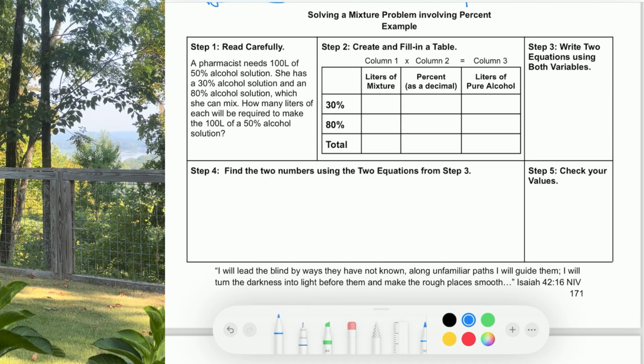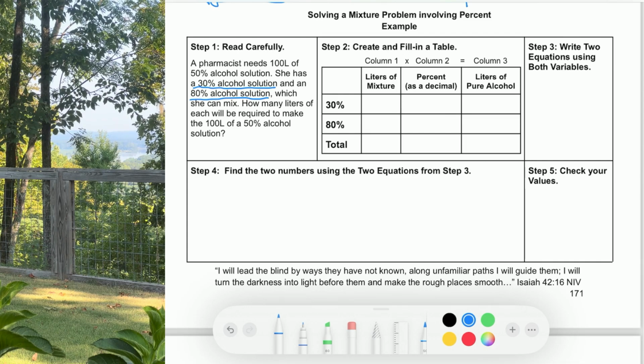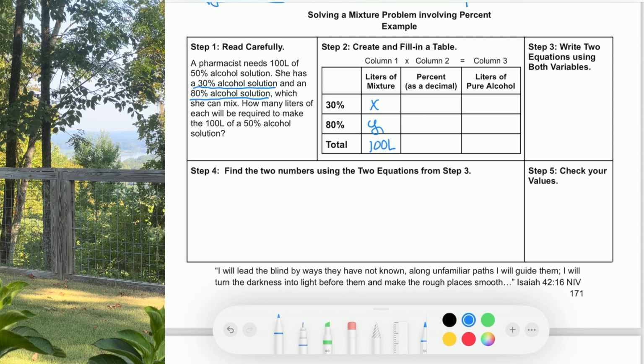The first thing we need to do is designate variables for each of these items. And the two items that are being compared is the 30% alcohol solution and the 80% alcohol solution. These are the two that are being compared. So I'm going to designate these as x and y. Now they gave us a total. They said that we need like 100 liters. So here's the 100 liters. And we're trying to figure out how much of each we need to create that 100 liters mixture.